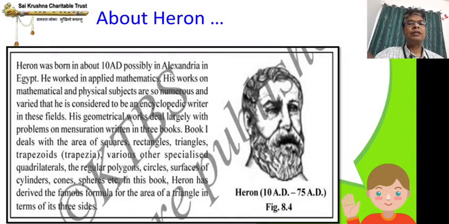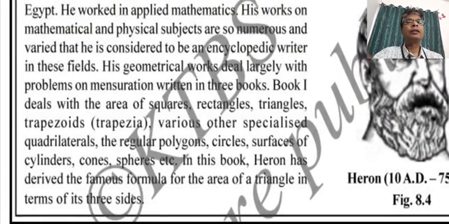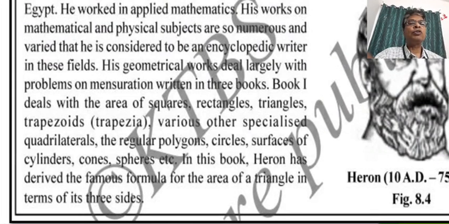There was a person by name Heron who was born in Egypt, in Alexandria in Egypt around 10 AD, that is 2000 years back. He worked in applied mathematics. His works on mathematical and physical subjects are so numerous and varied that he is considered to be an encyclopedic writer in these fields.